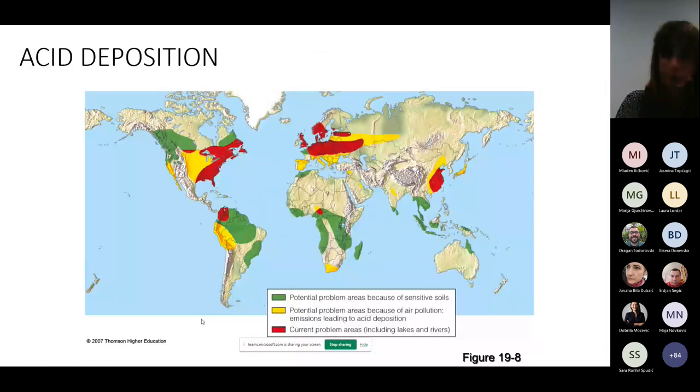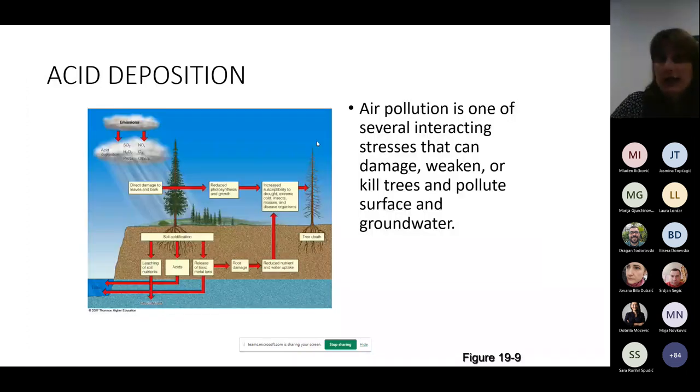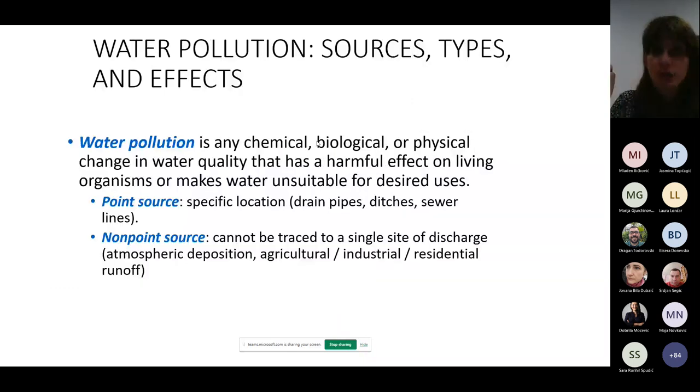And as you can see, here is a global image of potential areas with the potential problem with acid deposition and soil sensitivity. And here we are. So we are in the area which can be potentially subjected to this kind of environmental problem. So acid pollution is one of several interacting stresses that can damage, weaken or kill trees and pollute surface and groundwater. Groundwater is also an important resource because it can't be restored easily. Sometimes thousands of years are needed for some groundwater aquifer to be restored and purified by natural processes.